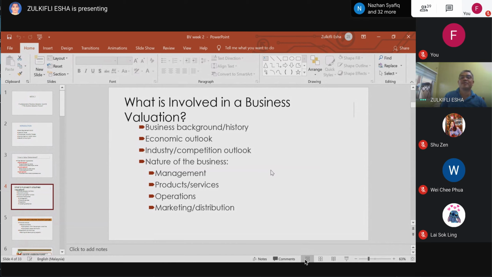What does this person have to do with the business relation? Is there any impact of the management profile on the company's value? Maybe yes, maybe no, right? So that's why we need to know who are the people who manage the company.